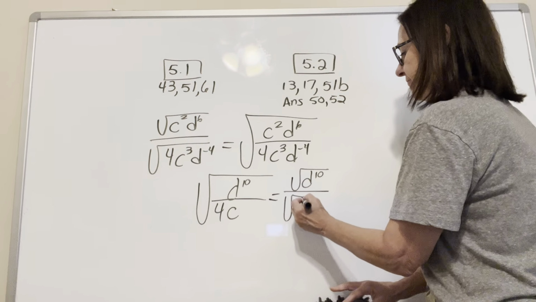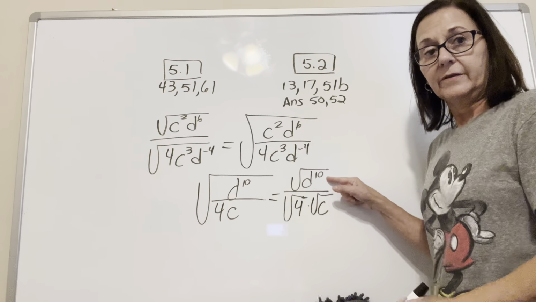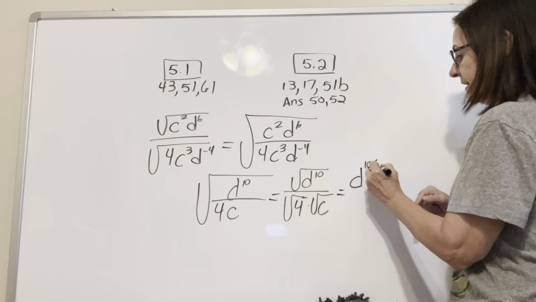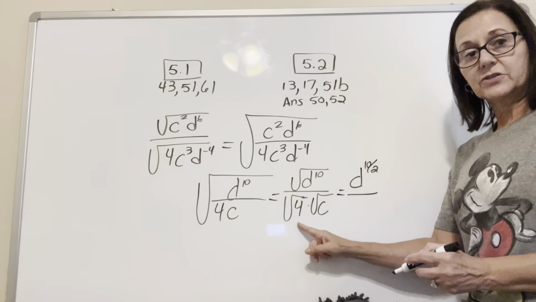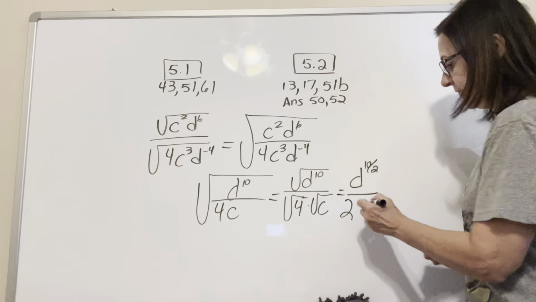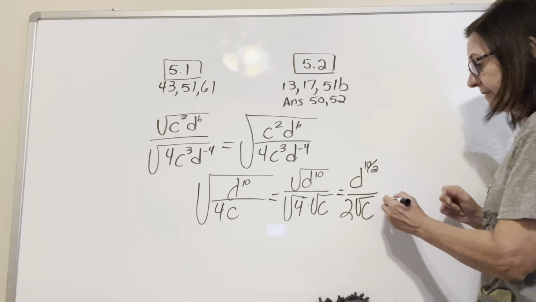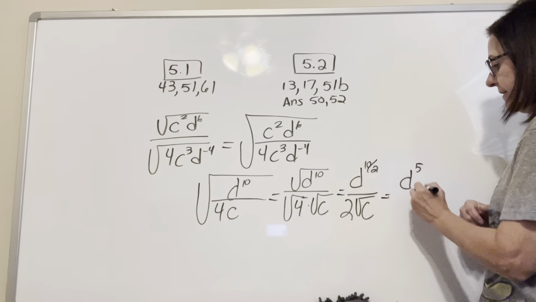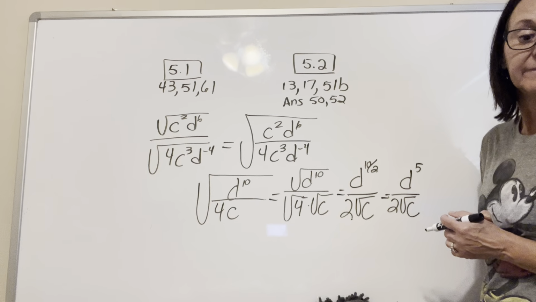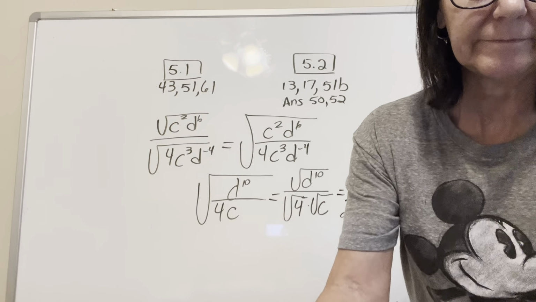It's the square root of 4 times the square root of c. This, in exponential form, is d to the 10 halves. I know the square root of 4 is 2. That would be c to the 1/2. I can't simplify it. I'm going to leave it as square root of c. This becomes d to the 5th. That's d to the 5th over 2 square root c. All right, that's 43.